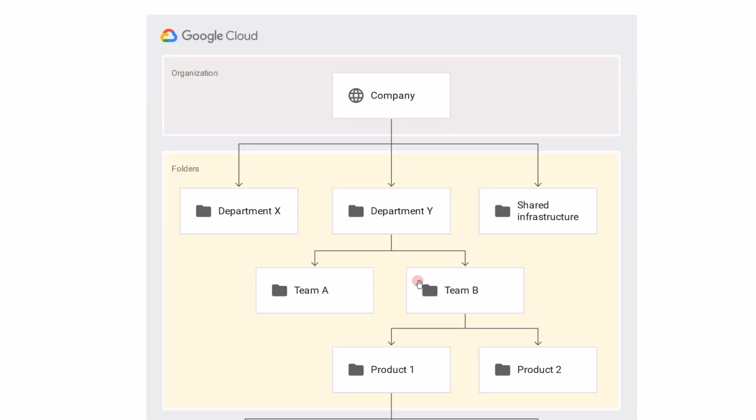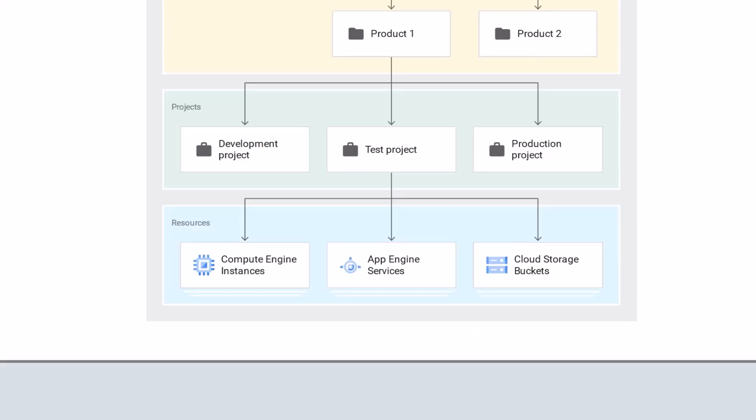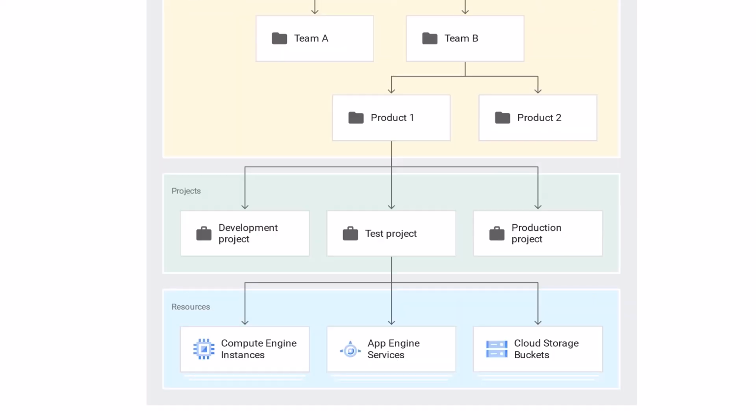Organization. The organization resource represents an organization, for example, a company, and is the root node in the Google Cloud resource hierarchy when present. Folders. Folder resources optionally provide an additional grouping mechanism and isolation boundaries between projects. They can be seen as sub-organizations within the organization resource. Projects. The project resource is a base-level organizing entity. Organization and folder resources may contain multiple projects.